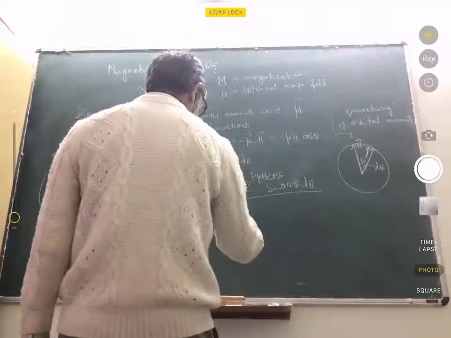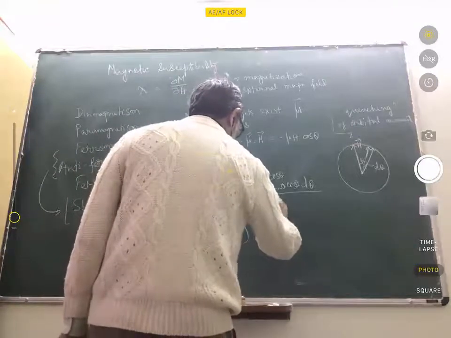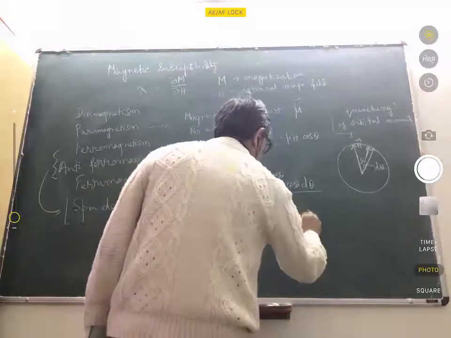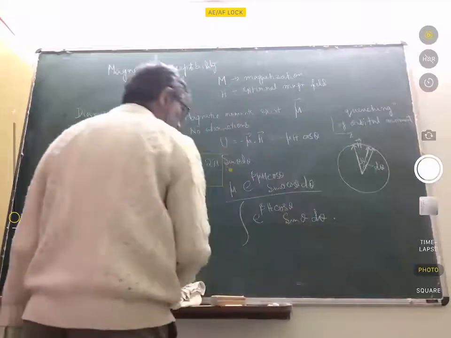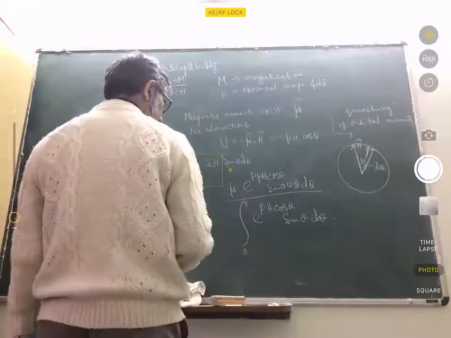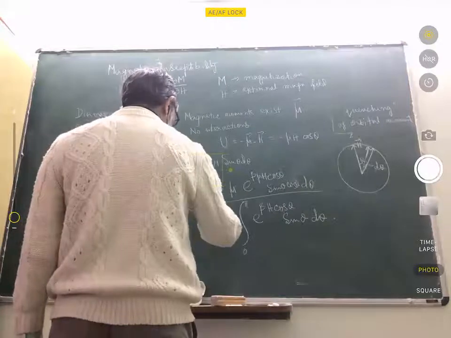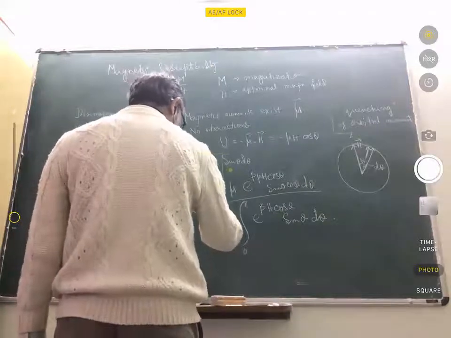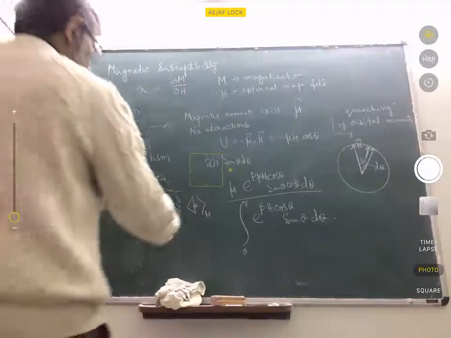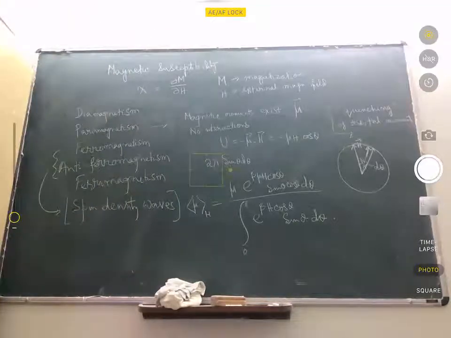And the twice pi's will cancel out. So this will be theta h, theta, sine theta d theta, theta integrated from 0 to pi. This will be the average mu along the field direction, or along the z direction. So this is what you have to evaluate.